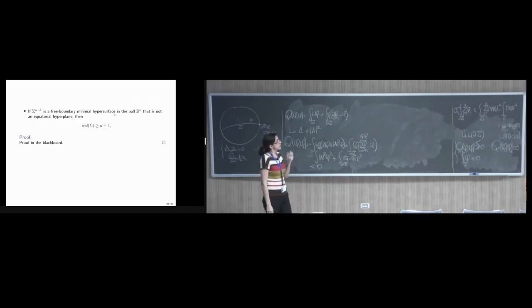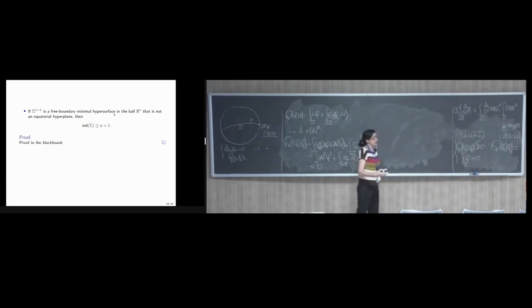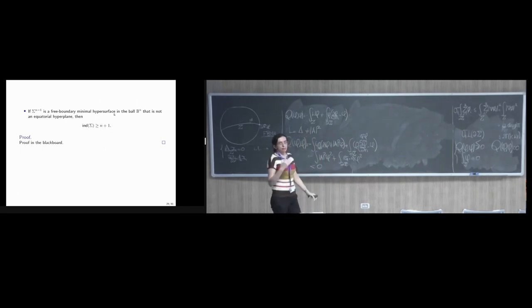Let's move on. Now the question is the problem. If you have a free boundary minimal hypersurface, what can you say about the index? There is a result, and I will prove it for you. It's not mine. He said that if sigma is a free boundary minimal hypersurface in the ball that is not the equatorial hyperplane, then you can prove that the index is greater than or equal to n plus 1.